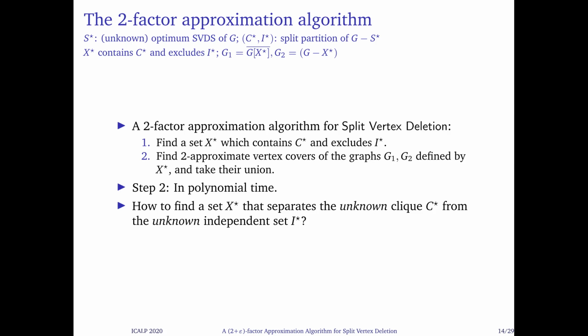So here is a two-factor approximation algorithm for split vertex deletion. Find a set X star which contains the unknown C star and excludes the unknown I star. Construct the two graphs G1 and G2 from X star. Find two approximate vertex covers for G1 and G2 and take their union. Now the second step, given X star, we can do in polynomial time. But how do we find a set X star which separates the unknown clique C star from the unknown independent set I star?